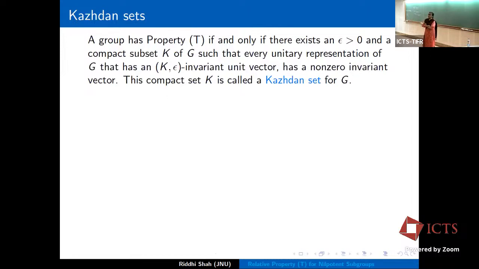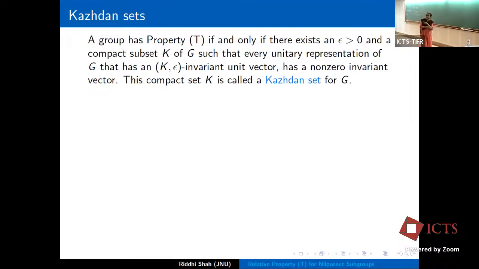So, it may be difficult to check for every set K and epsilon for invariant vectors, right? It turns out that if a representation has almost invariant vectors, then there exists one epsilon greater than 0 and one compact set such that... a group has property T if and only if there exists one epsilon greater than 0 and a compact set K of G such that every unitary representation of G that has a K epsilon invariant unit vector has a non-zero invariant unit vector. And this compact set K is called a Kazhdan set for G.